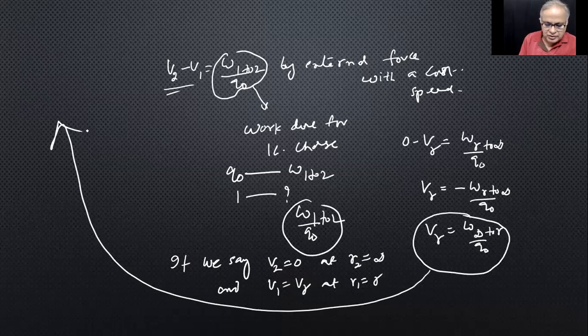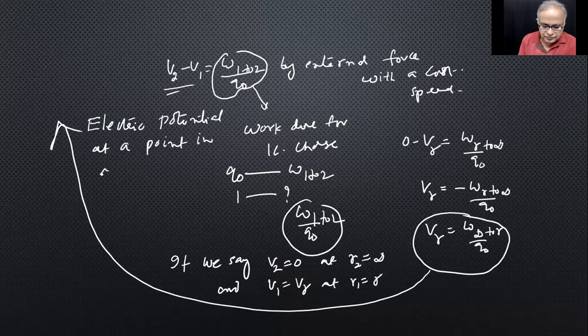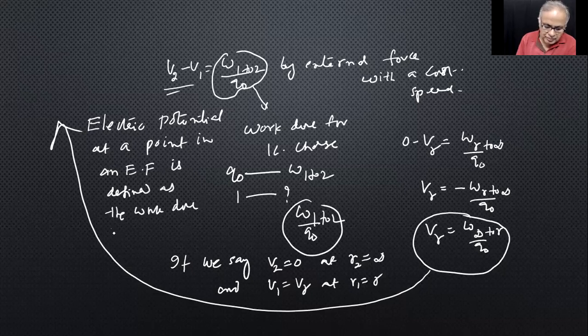How will you put it now? Electric potential at a point in an electric field is defined as, tell me, the work done by an external force against that much work done by an external force against electric field alone.